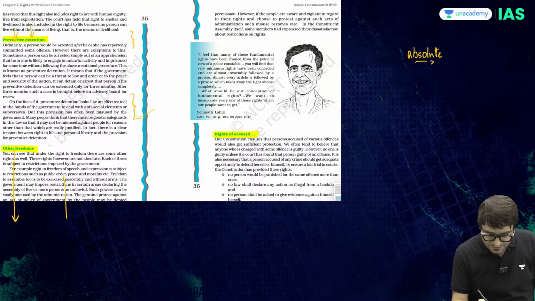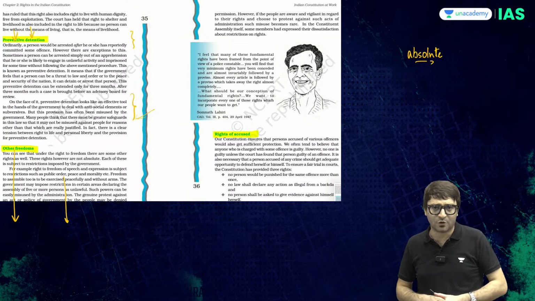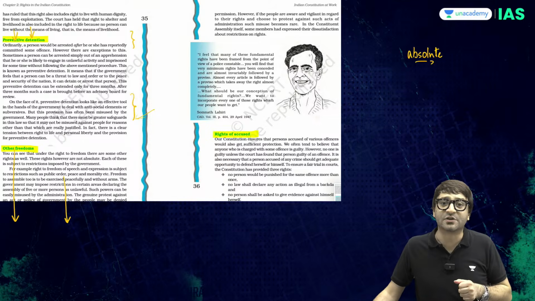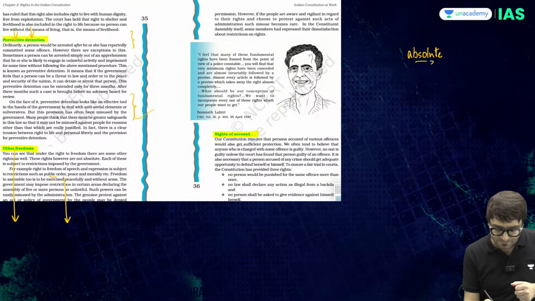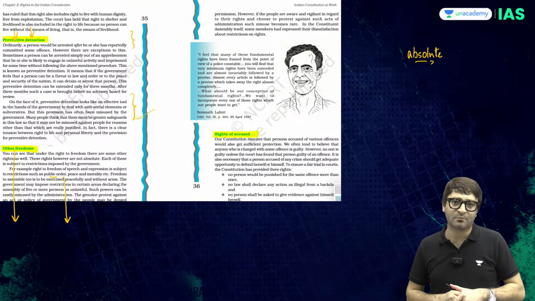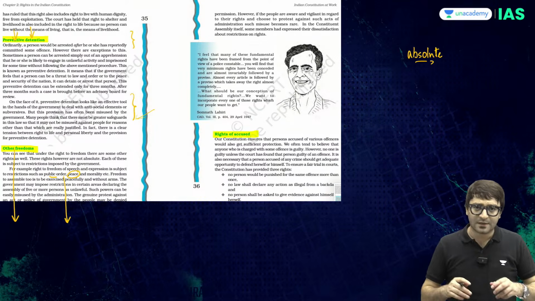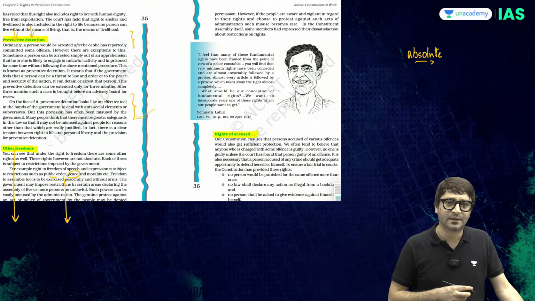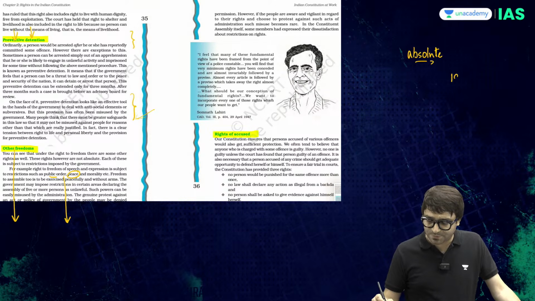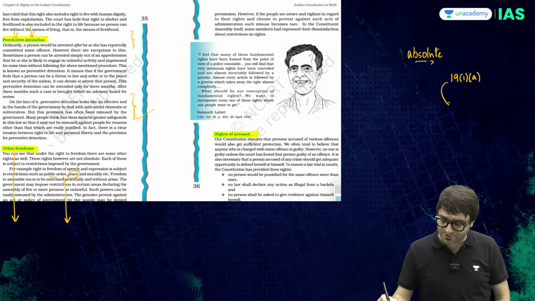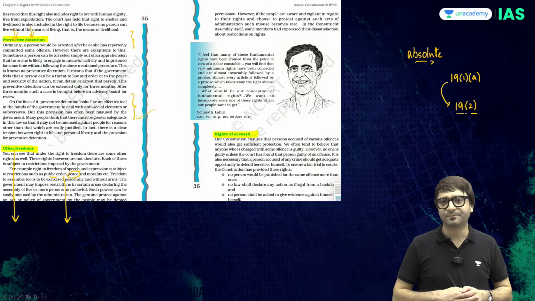NCERT mentions 3 such restrictions on your freedom of speech and expression. For example, your freedom of speech and expression can be restricted on the grounds of public order, peace, morality. Although this term, peace, is not mentioned in the Constitution. Freedom of speech and expression comes under Article 19(1)(a) of the Constitution, but it can be restricted under Article 19, Clause 2 of the Constitution.